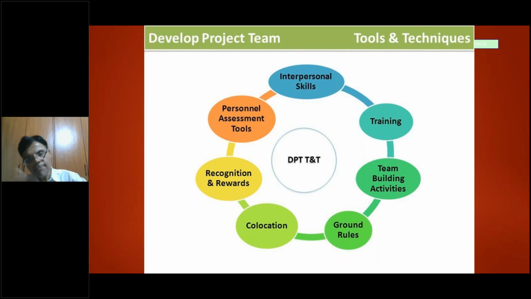Co-location means getting all the team into one single location, either for a small period of time or for a large period of time. Ground rules means you are setting up the norms as a peer.